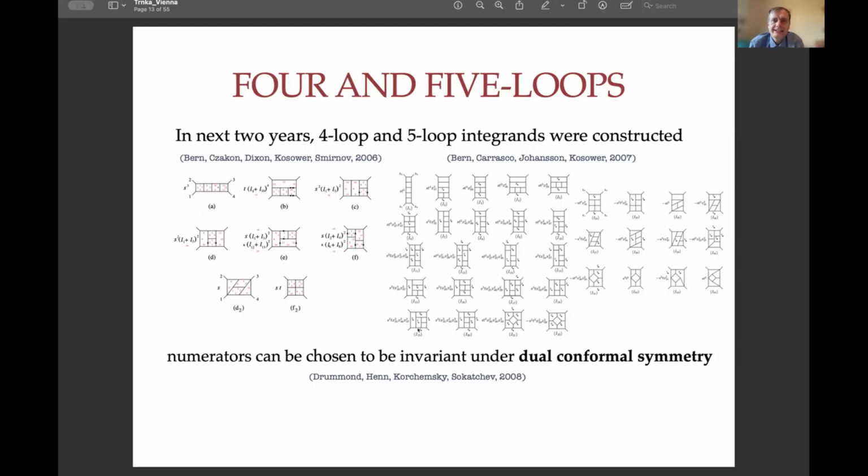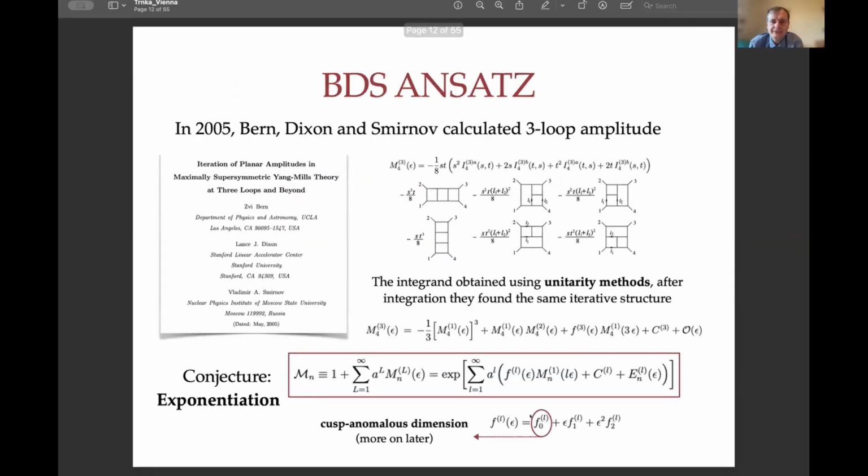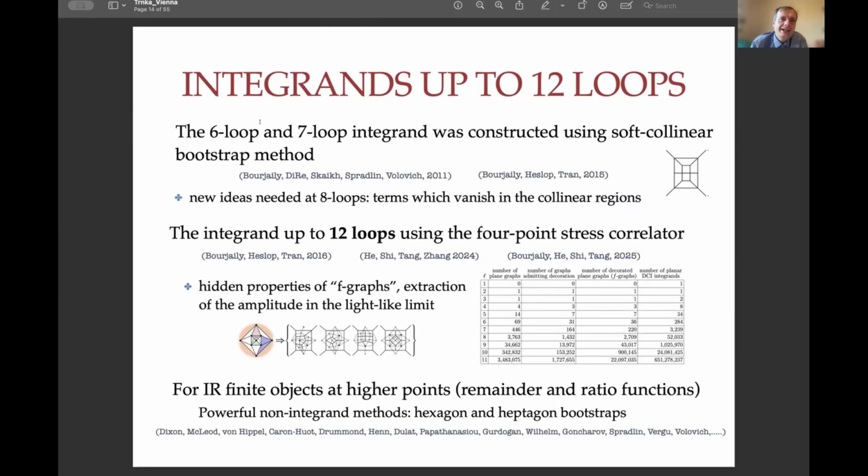And this cannot really be integrated. The technology is not there to do the full integrals. So at this point, it was a construction of the integrand. Some of the 4-loop result was integrated, and the conjecture with the leading IR divergence being the cusp anomalous dimension was confirmed.